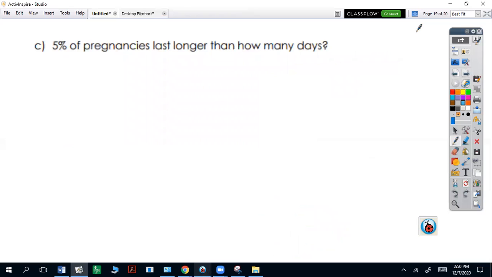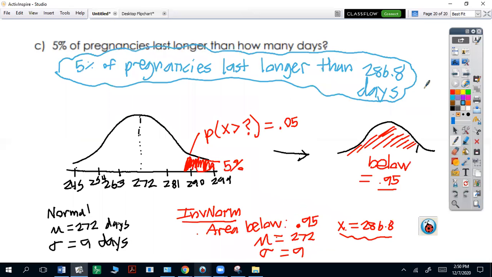Letter C. 5% of pregnancies last longer than how many days? Try this one on your own. Okay, 5% of pregnancies last longer than 286.8 days. Here's how you get that. This is an above problem again, but we don't know the x value. We can kind of estimate it somewhere up here, around 290 or whatever. But to get the exact value, we want to do an inverse norm.